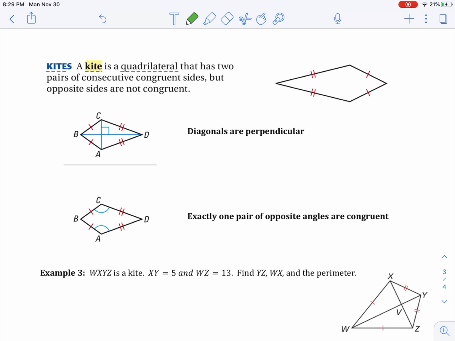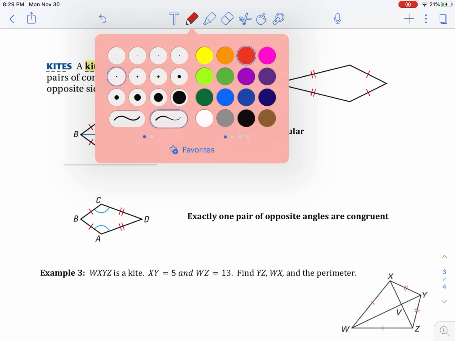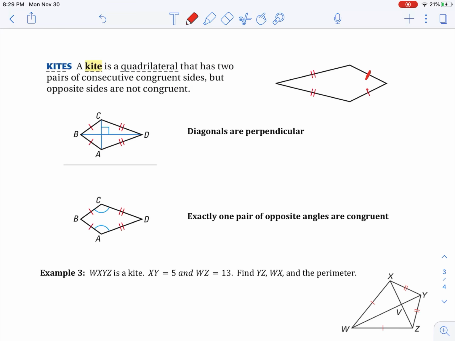So in this picture, you can see that you have some tick marks. You have a single set of tick marks, and those are two sides that are next to each other. And then you have a double set of tick marks, and those are also next to each other and not opposite from each other.